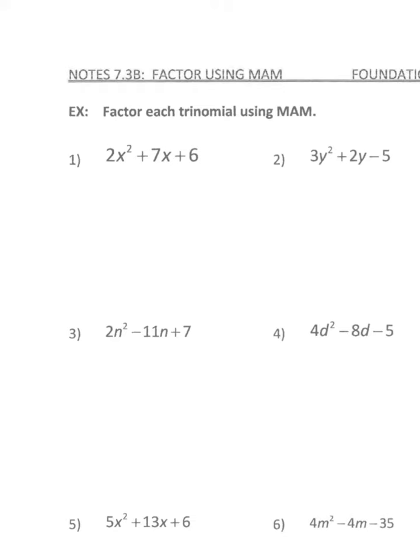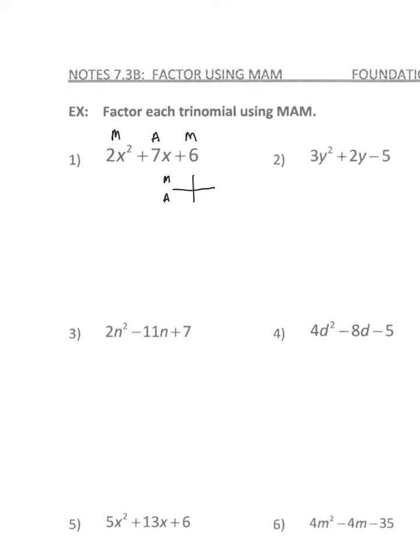In 7.3b, we're going to look at a few more examples of factoring using MAM. So remember, we're going to label our trinomial as MAM, and then we're going to create our tic-tac box off to the side. I'm going to put my M's in the first one and my A in the second one.